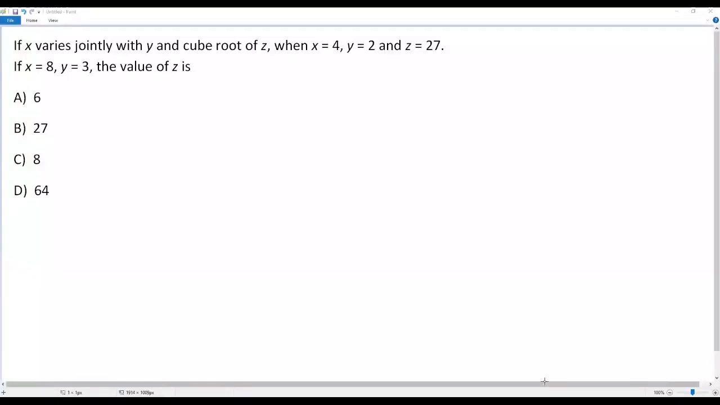Here we have a math problem on fundamentals of business mathematics. Okay, let's go to the question. If x varies jointly with y and cube root of z, when x equals 4, y equals 2 and z equals 27. If x equals 8, y equals 3, the value of z is.